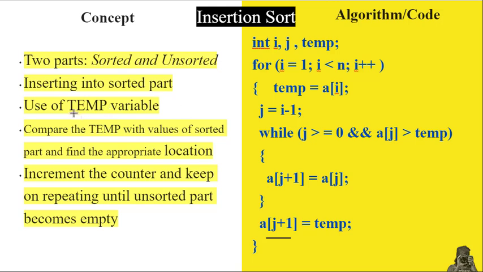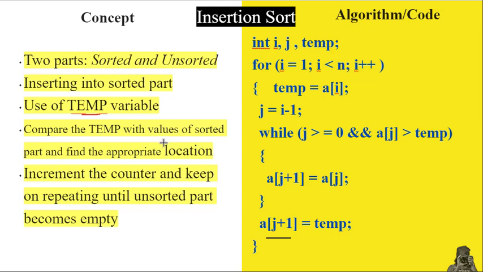And we'll take the help of a temporary variable onto which we can store the current value so that we can do the comparison. So the temp variable will store the first value from the unsorted array. It will be helpful because its value will be preserved, so we can easily override and shift the positions of the sorted array so that we can find the appropriate location for the temp variable, or the first element of the unsorted part.